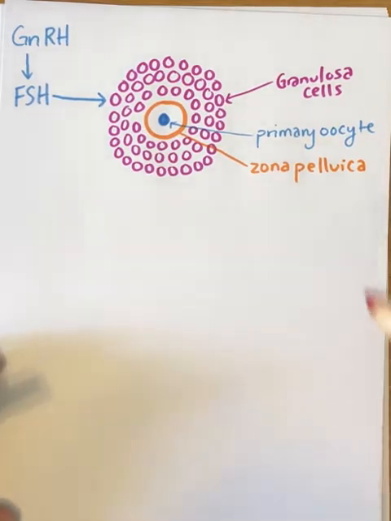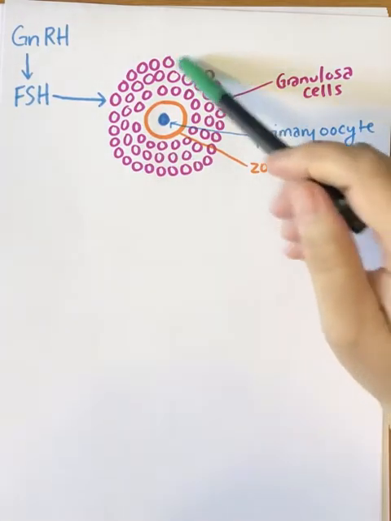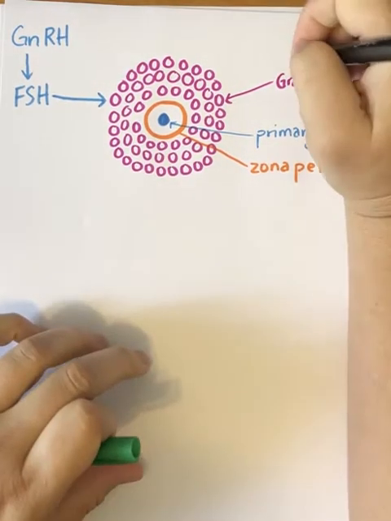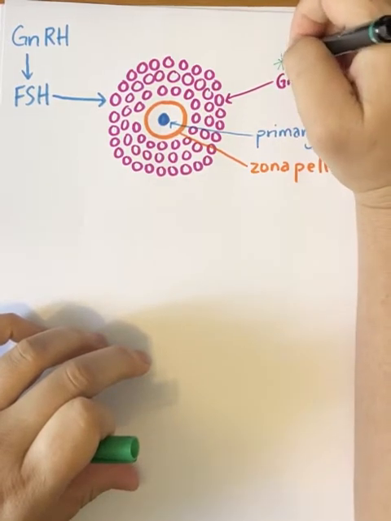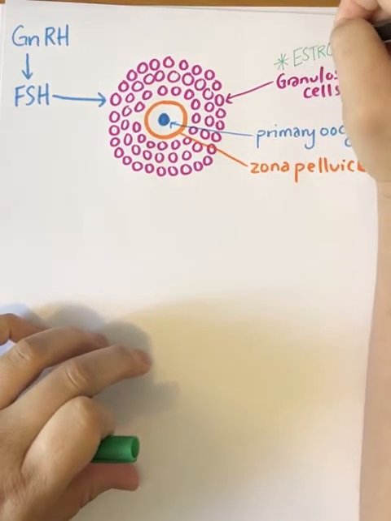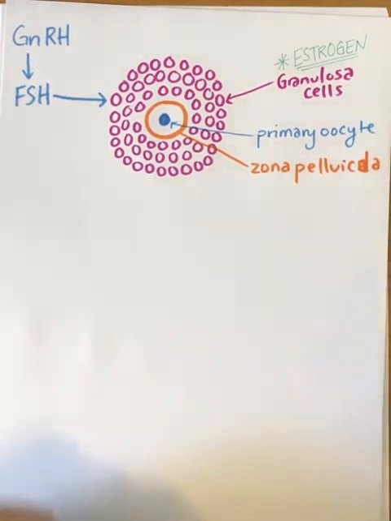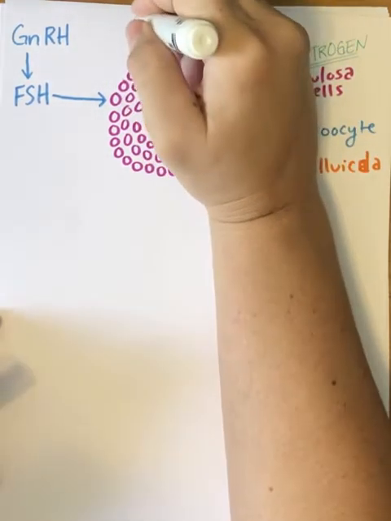Now, something is very important about these granulosal cells. If you double or triple or quadruple the amount of granulosal cells, you're going to also increase the amount of estrogen. This is very important. Estrogen is going to make the endometrial lining of the uterus thicken. So you're starting to basically get ready for puberty. So this is puberty happening.